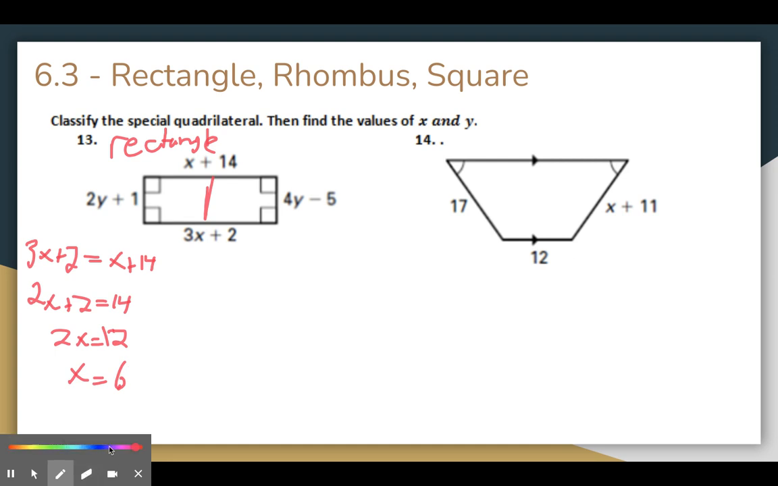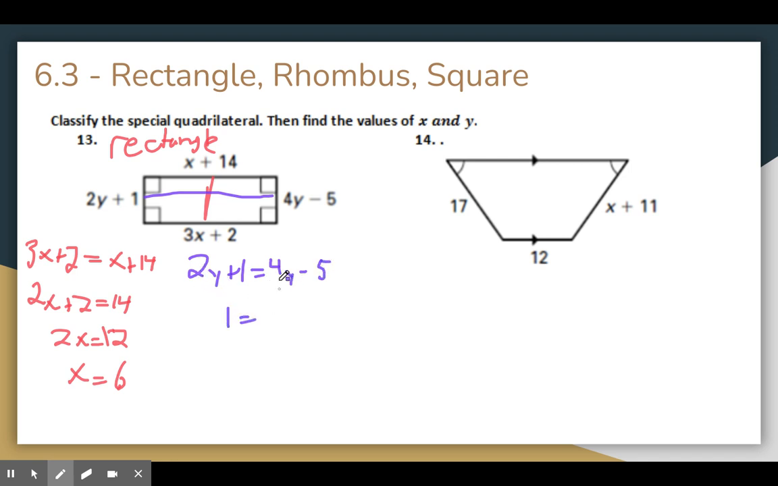All right, now we see that these are opposite sides from each other, and now those are y, so you set those equal to each other. So we end up with 2y plus 1 is equal to 4y minus 5. Subtract 2y from both sides, that cancels out. We end up with 1 is equal to, remember, 4y minus 2y gives you 2y minus 5. We add 5 to both sides, so we get 6 is equal to 2y. Divide both sides by 2, we get y is equal to 3.